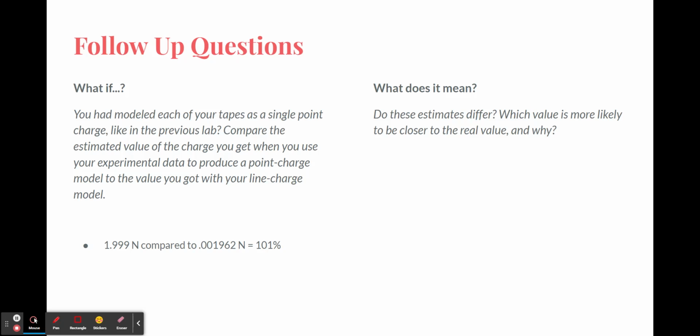And what does it mean? Do these estimates differ? And which value is more likely to be closer to the real value and why? Like I said before, the line charge is more likely to be closer to the real value, as you can see by the large difference. And this is due to the fact the line charge more closely demonstrates superposition, which means the value would be more accurate to what it actually should be.